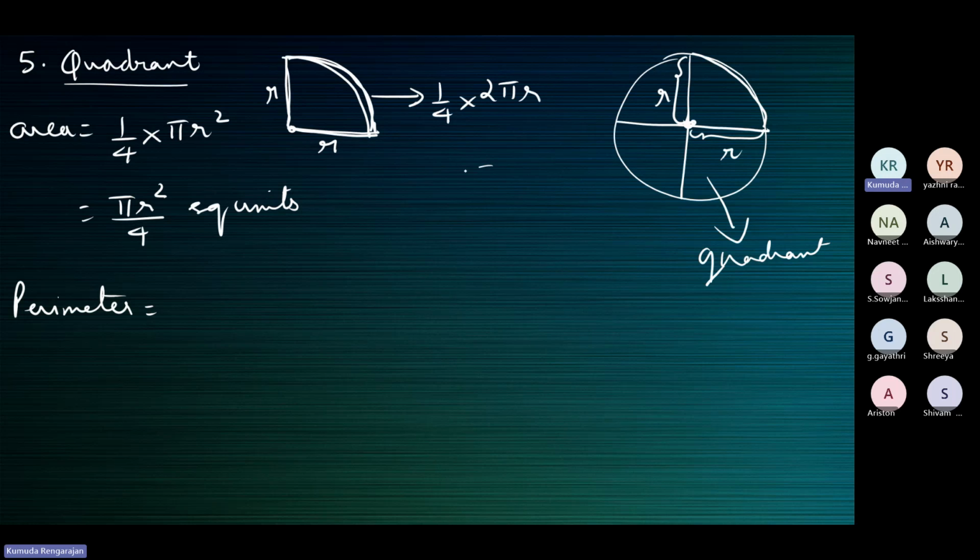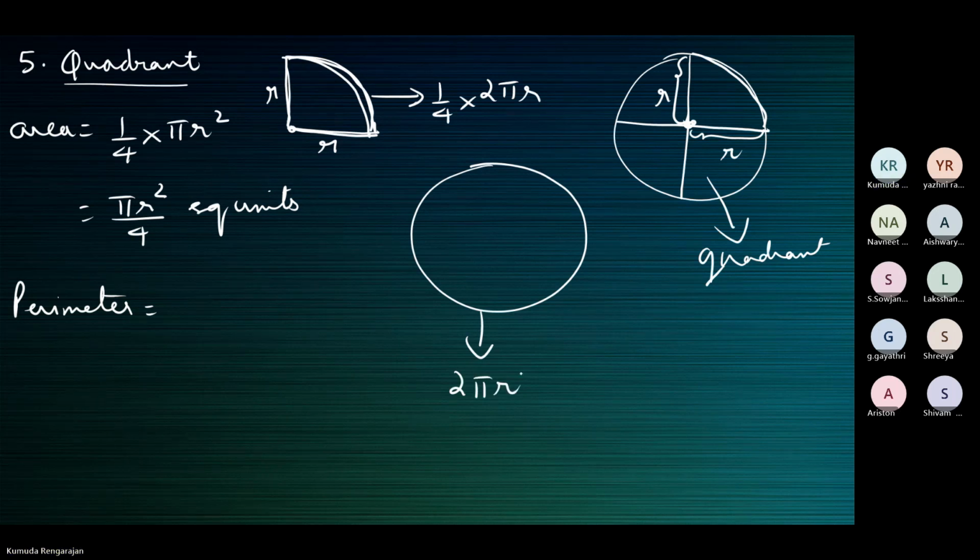Because the length of the complete circle is 2 pi r. This full length is 2 pi r. So 1/4 of it, the length from here to here, 1/4 of it will be 1/4 into 2 pi r. You're dividing the length of the circle into 4 equal parts. The complete length is 2 pi r. What you see here is 1/4 of the full thing. So 1/4 into 2 pi r.